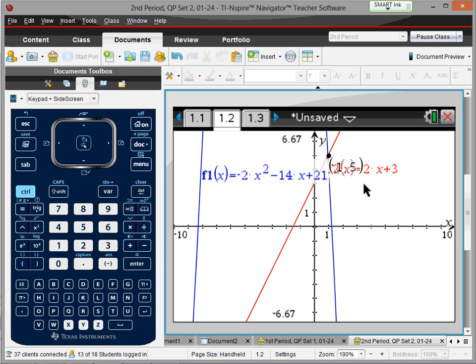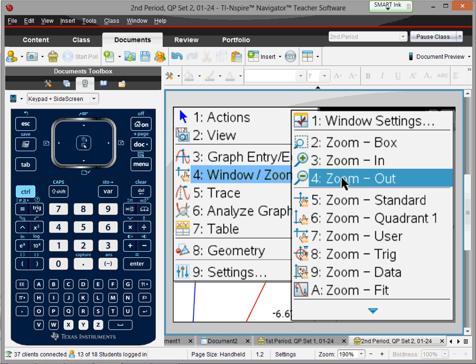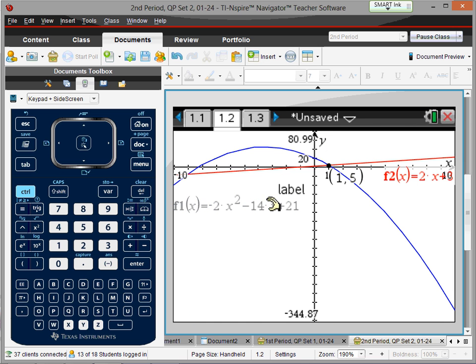But notice what I said. That's one of the intersections. Can you see the impending intersection down here? So it's always good to either zoom out or zoom fit. Zoom fit usually will put everything you need right into the picture. So there it is. There's the other intersection right there.